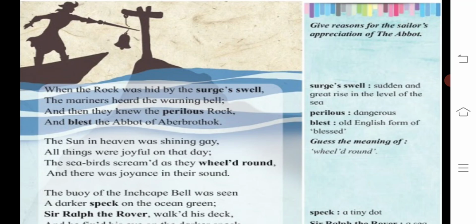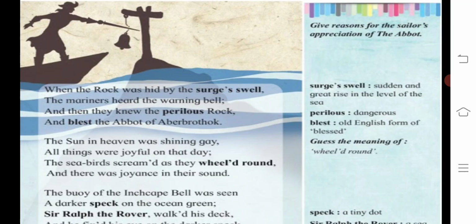The mariners heard the warning bell. No doubt they couldn't see that rocky area underwater, but they could hear that warning bell. And then they knew the perilous rock, and they are getting the warning about the dangerous rock that is in Scrape Rock, and bless the abbot of Aberbrothok. And they started to bless whom? Aberbrothok. Why are they blessing him?